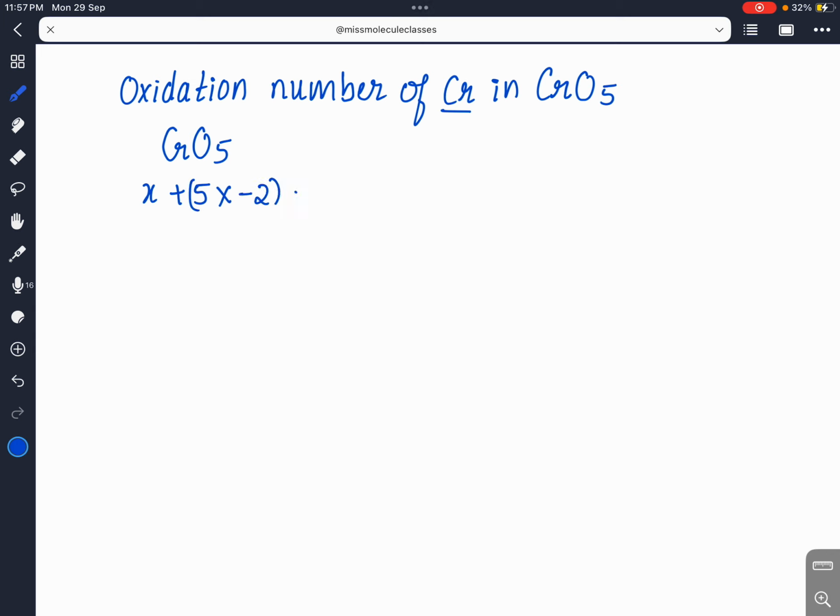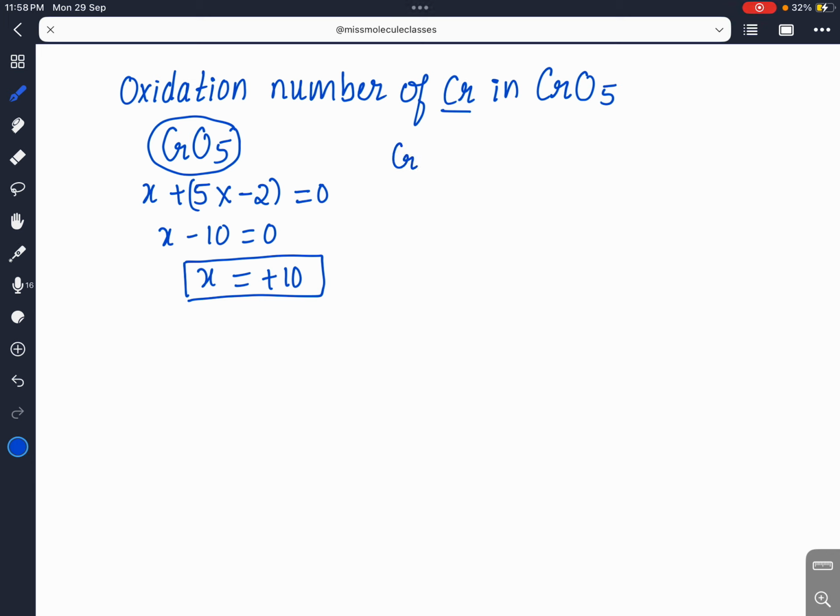This is equal to 0, because the sum of the oxidation numbers in this compound is 0; it is understood to be neutral. X minus 10 is equal to 0, which means X is equal to +10. The question is, are we going to have a +10 oxidation state for chromium in any compound? No. Chromium can never have an oxidation state of +10.